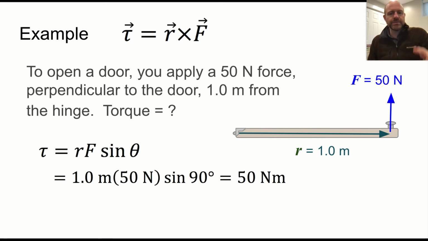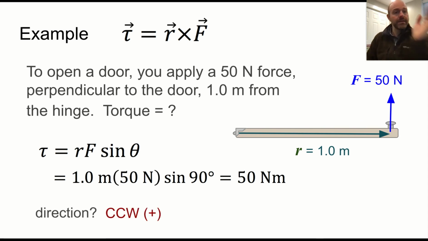1 meter times 50 newtons times the sine of 90 degrees, because those two vectors are perpendicular. The direction will be, it's a little awkward here, counterclockwise, or your thumb pointing out at you, positive.